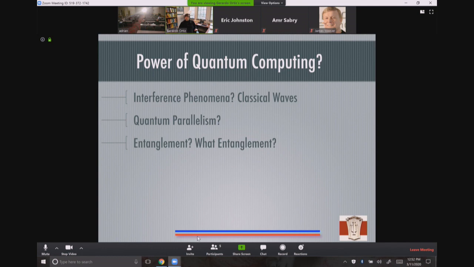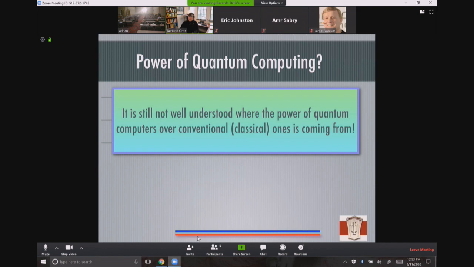What entanglement? That's another thing that is important. What kind of entanglement, if any, gives the power to computation? Well, it turns out that there is not an answer to this question either. So it's not well understood where the power is coming from. We know how to use it, but what is giving all the power with respect to conventional classical computation is not completely understood.